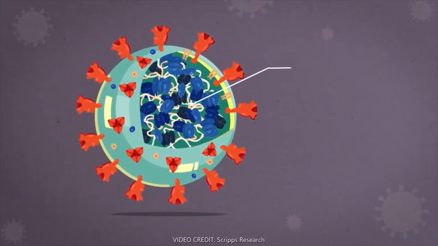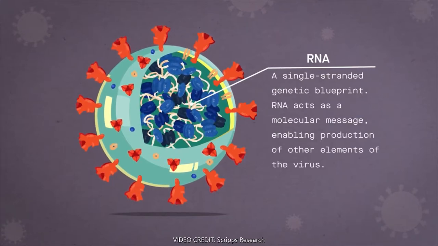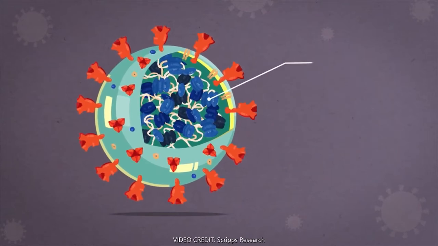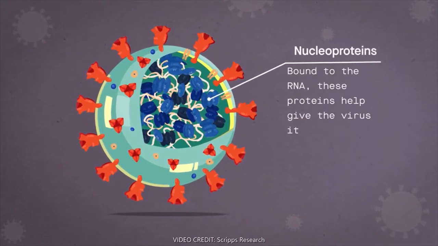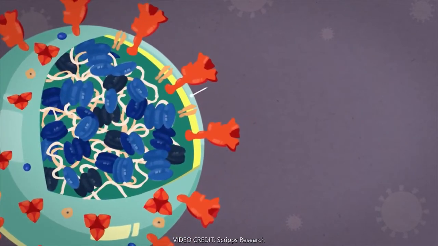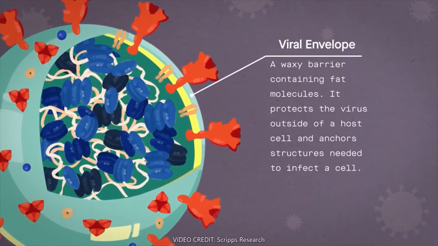At their core, coronaviruses contain a genetic blueprint called RNA, similar to DNA. The single-stranded RNA acts as a molecular message that enables production of proteins needed for other elements of the virus. Bound to this string of RNA are nucleoproteins, proteins that help give the virus its structure and enable it to replicate.